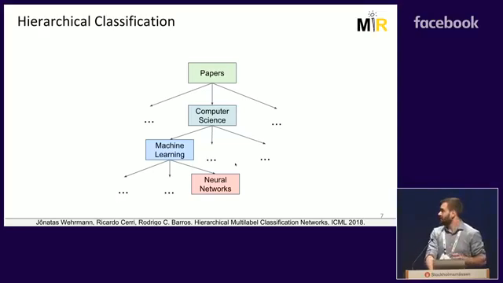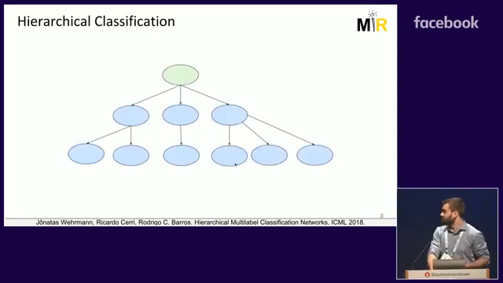In a hierarchical classification problem, the class structure is actually organized in a hierarchical way. So the classifier has to learn this particular structure and classify the entire hierarchical path to predict the instance. So something like this, right? The classifier has to predict the entire hierarchical path.